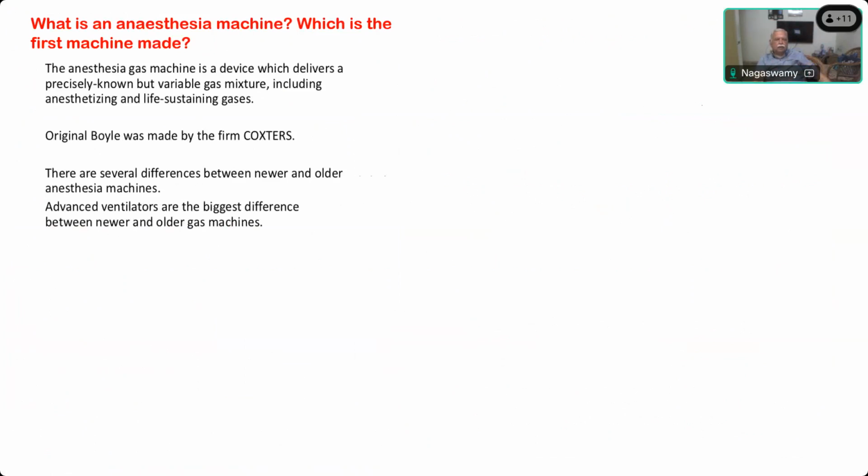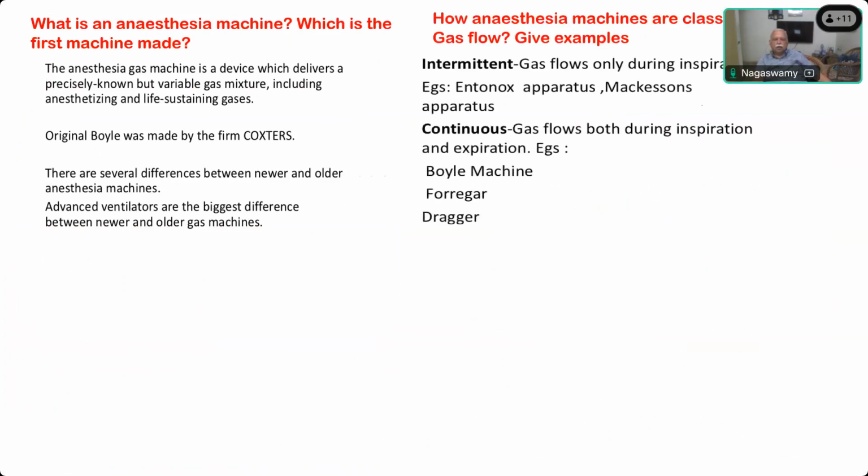And the original Boyle machine was made by a firm called Coxeter. Coxeter's machine was made, but Boyle is the name that has been carried on. So how are anesthesia machines classified based on the gas flow, and give examples. Intermittent gas flow or continuous gas flow. These are the two types of gas flows. The intermittent gas flow machines are Entonox apparatus and Matheson's apparatus, which are not used regularly for anesthesia, but the Entonox is used for labor analgesia, and Matheson's also is a similar machine. Whereas continuous gas flow machines are used in anesthesia. The examples are Boyle, Draeger, Datex-Ohmeda, whatever you want to say nowadays.